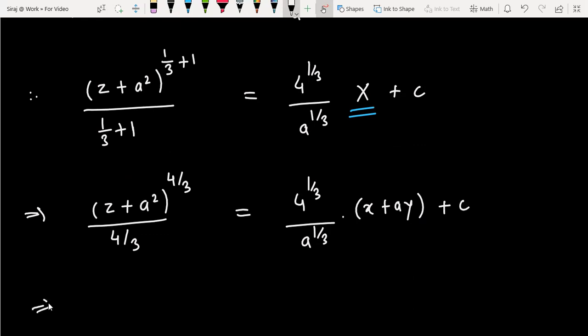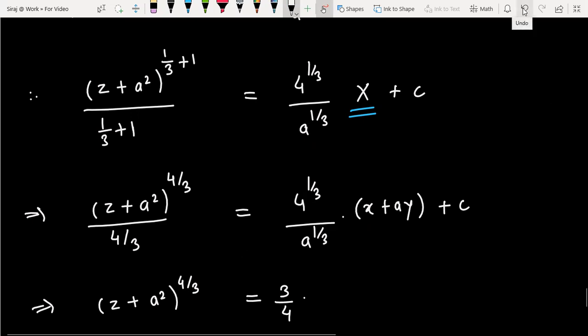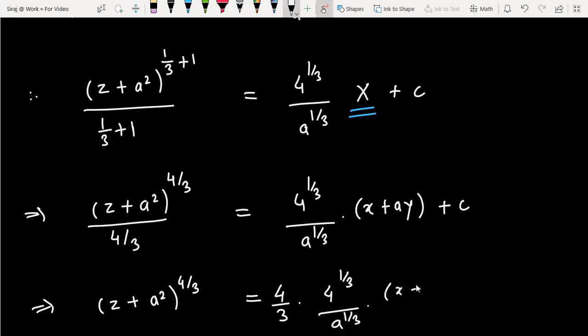So finally we will get z plus a square bracket to the power 4 by 3, it is equal to 1 upon 4 by 3, transfer it on right hand side, it will become 3 by 4, sorry, not 3 by 4, it will be 4 by 3 itself. 1 upon 4 by 3, if we transfer it to the right hand side, it will become 4 by 3 as it is, into 4 to the power 1 by 3 upon a to the power 1 by 3 into x plus ay and plus constant c.